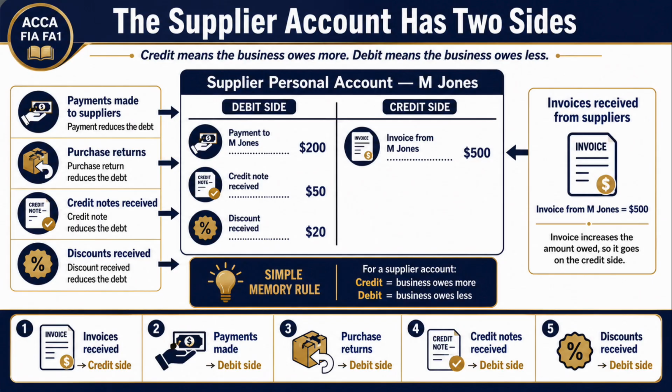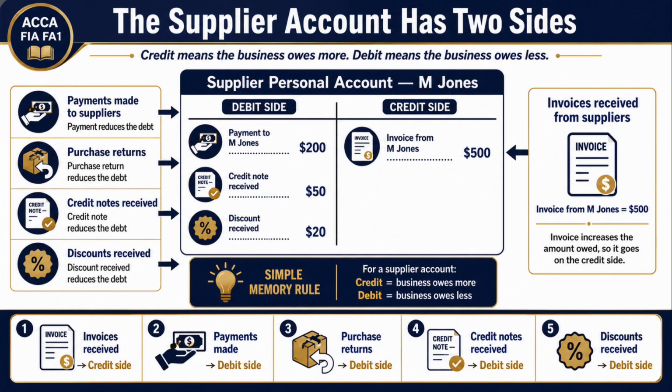Let us make that even simpler. If the business receives an invoice from a supplier, the business owes more money. So the invoice is recorded on the credit side of the supplier account. If the business pays the supplier, the business owes less money. So the payment is recorded on the debit side of the supplier account.